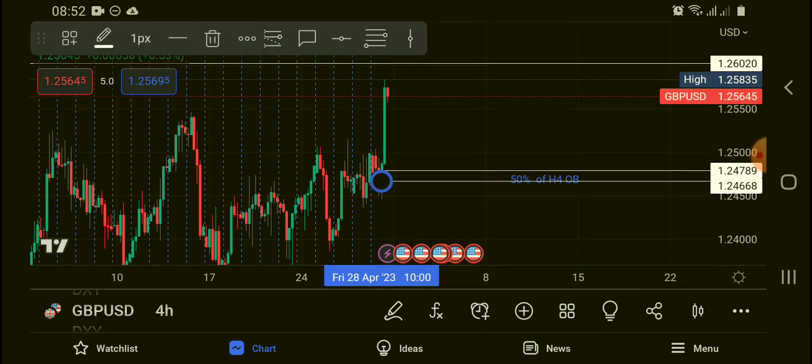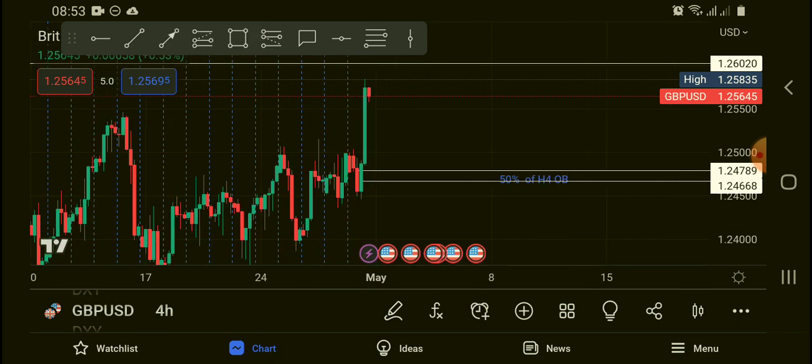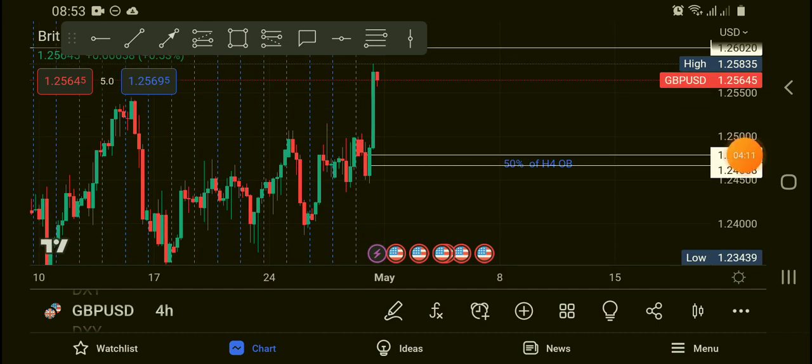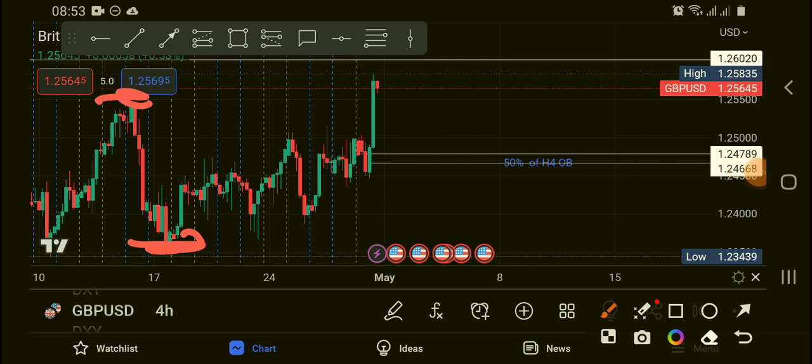So this is the 50%. Okay. Now this is the 50% of this whole move that occurred here. The reason I'm picking this low here instead of this is because this was the last significant low before this high was broken. Let me show you. This was the last significant low before this high was broken. That's why I decided to pick the two from here to here.